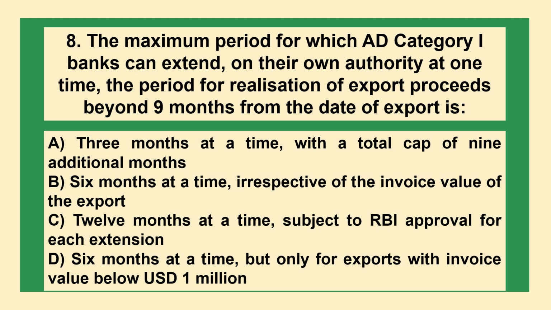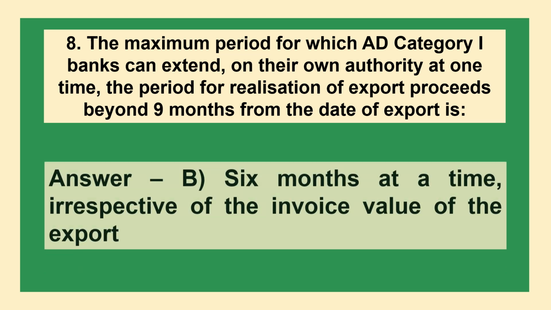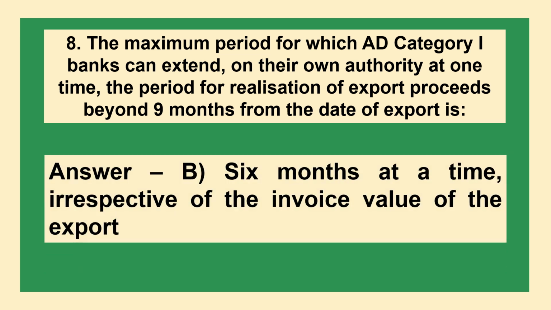The next question is the maximum period for which AD Category 1 banks can extend their own authority at one time. The period for realization of export proceeds beyond 9 months from the date of export is: option A, 3 months at a time with a total cap of 9 additional months. B, 6 months at a time irrespective of the invoice value of the export. C, 12 months at a time subject to RBI approval for each extension. D, 6 months at a time but only for exports with invoice value below USD 1 million. The answer is option B, 6 months at a time, irrespective of the invoice value of the export.